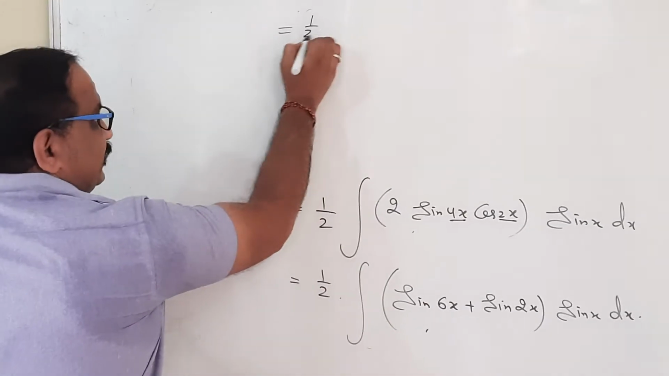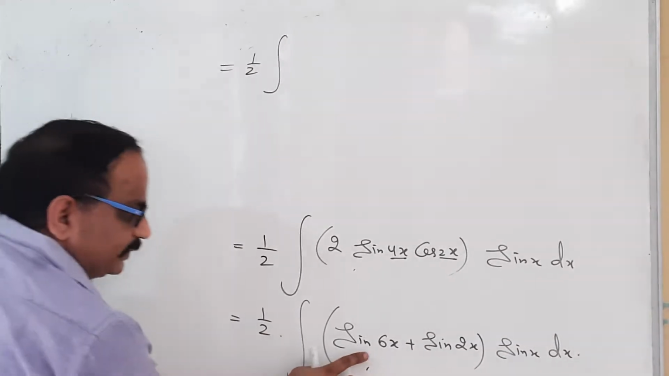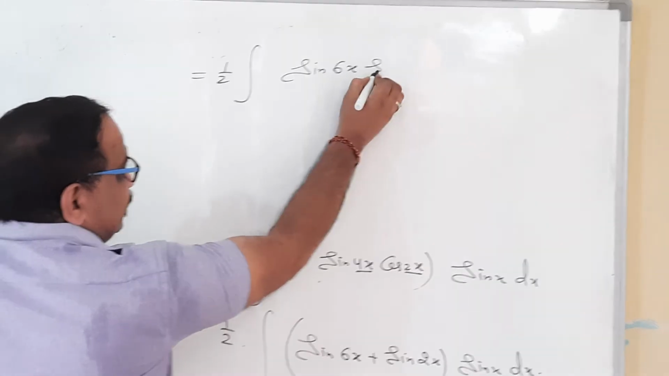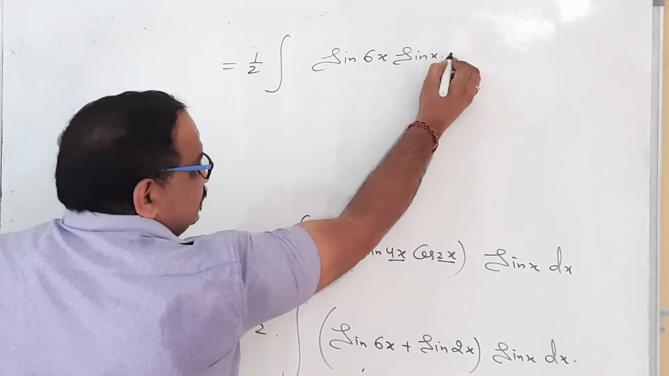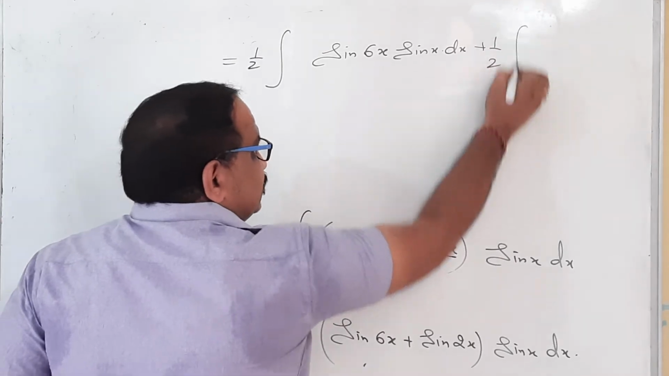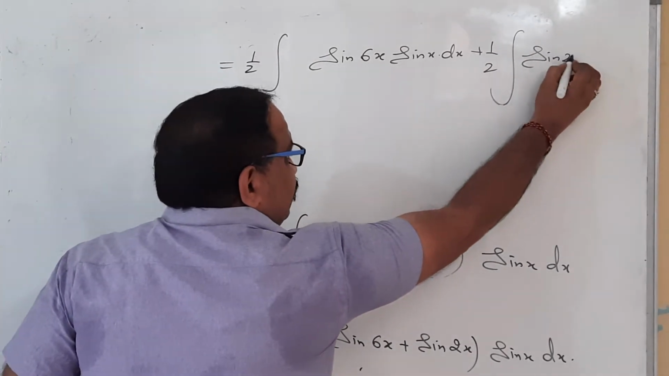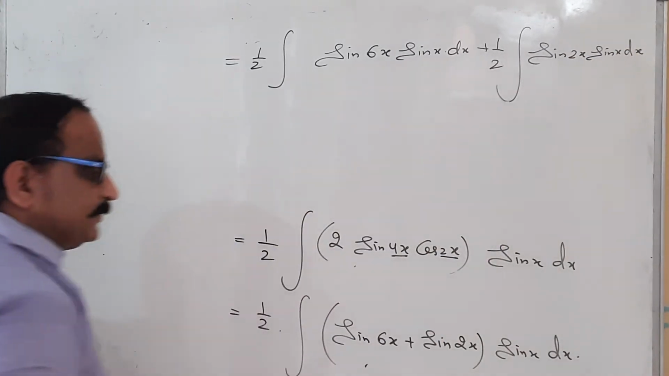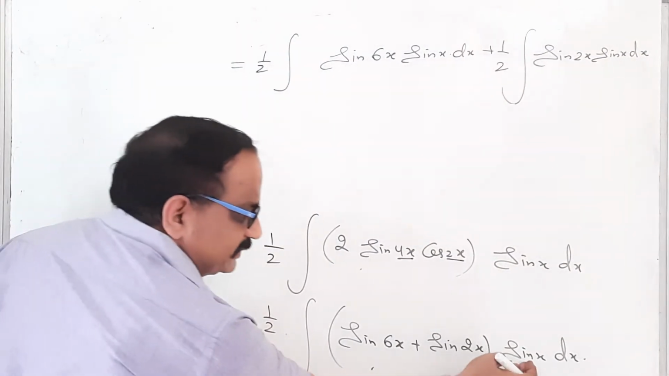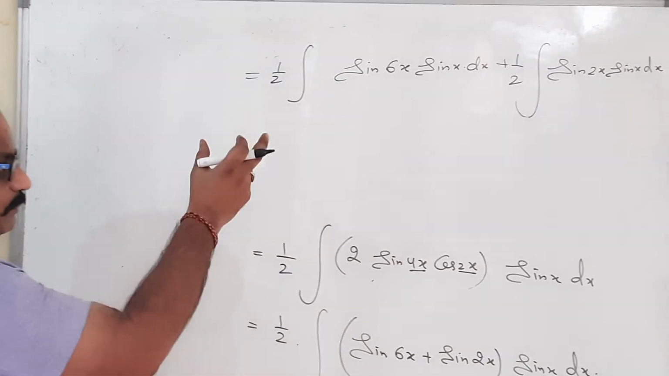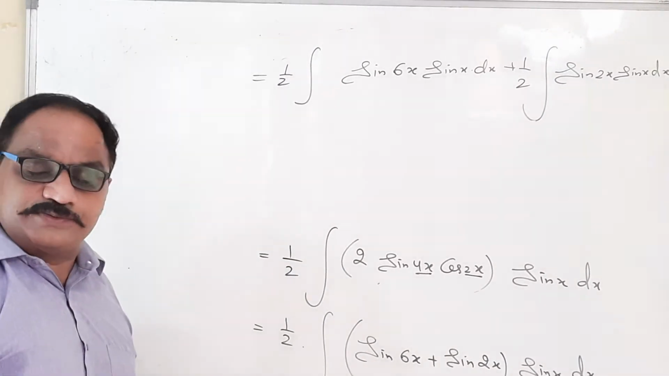So there is a half, and this sin x comes inside now with this, so that it becomes sin 6x and sin x dx. One part is this, another part I'm taking here, half still out. There is sin 2x and sin x dx. What I did: this sin x comes inside the bracket and is shared with the individual components, and it becomes again the product of two t ratios.